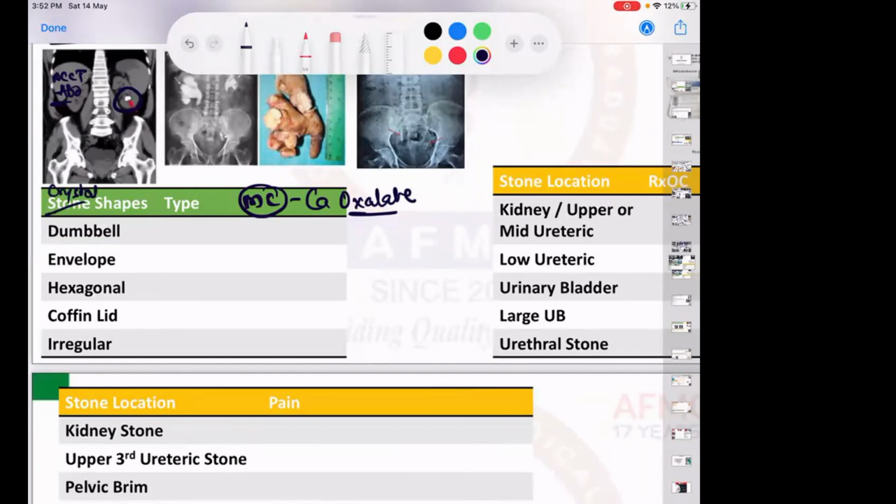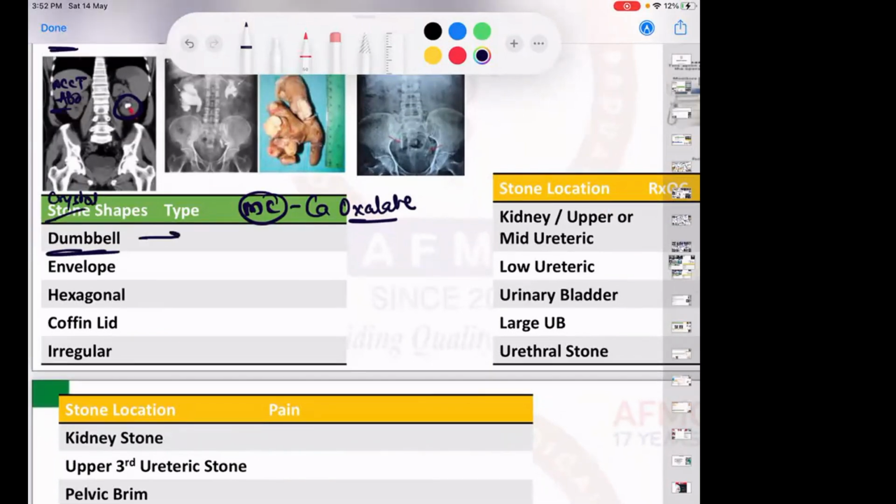Okay, so please remember, dumbbell shaped crystals are seen in which type of calcium oxalate stones? Very good. Monohydrate. Dumbbell shaped crystals are seen in monohydrate calcium oxalate stones. Then envelope shape of crystals are seen in dihydrate calcium oxalate stones. So in dihydrate calcium oxalate stones, we will have envelope shaped crystals.